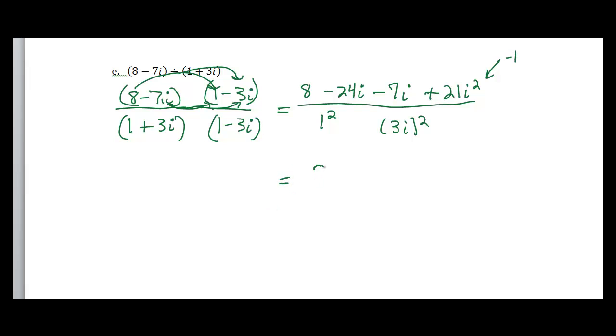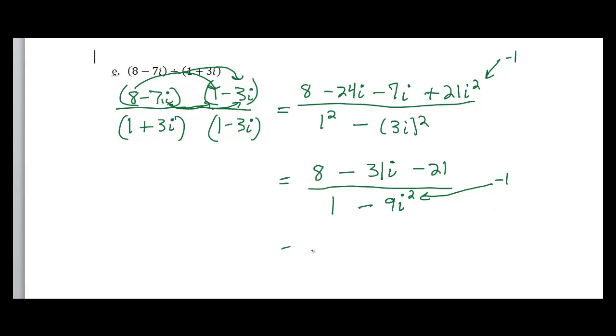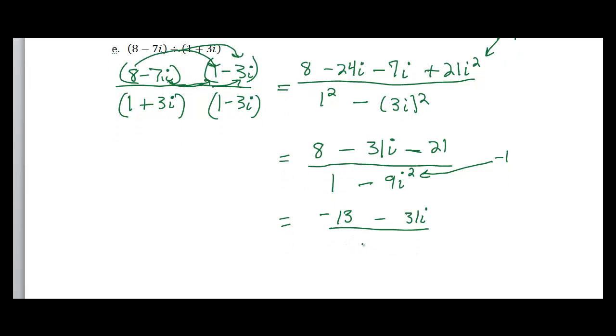I'm going to have an 8 minus 31i minus 21, right? 21 times negative 1 is a minus 21. When I square this 1, I get 1. When I square this 3i, I get minus 9i squared. Again, this i squared is negative 1. When I do 8 minus 21, I get a negative 13 minus a 31i all over a 1 plus 9.